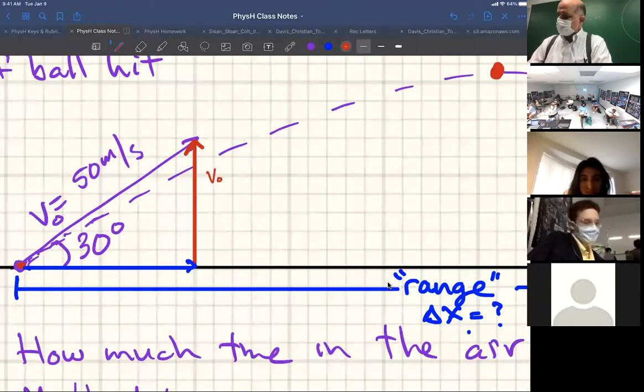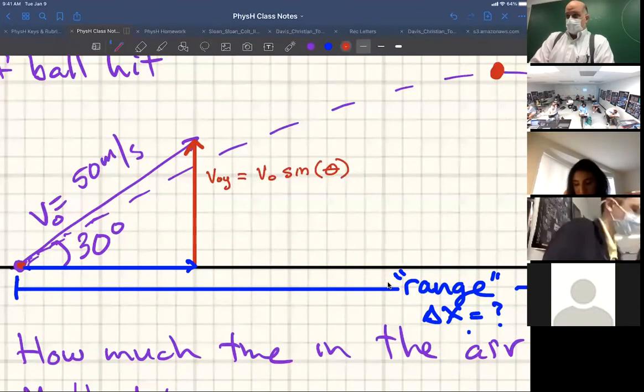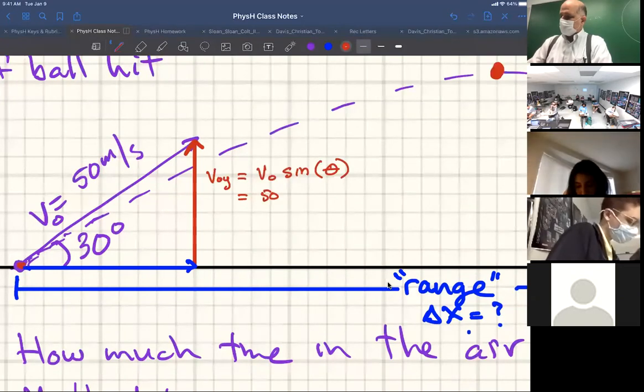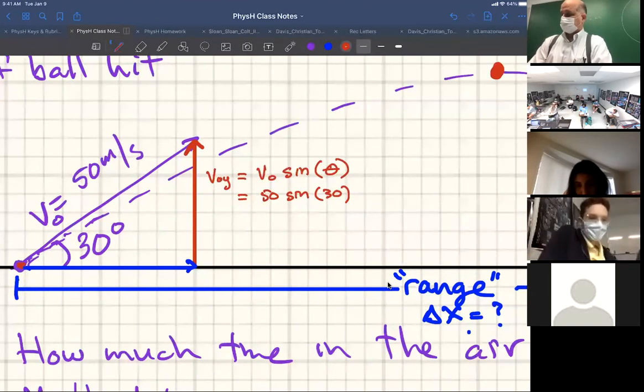So this V0y would be V0 times the sine of theta, as long as theta is given with respect to the horizontal. Right, you all have done a lot of the trig here. So in this case, this would be 50 times the sine of 30. We're using sine because it's for the side of the triangle that's opposite the angle. And this is 25 meters per second.